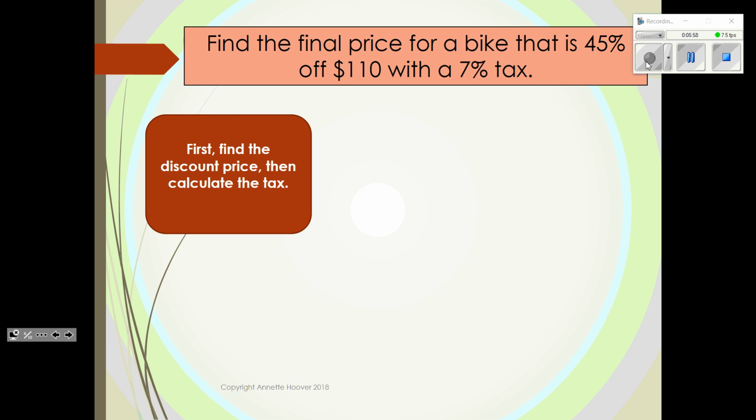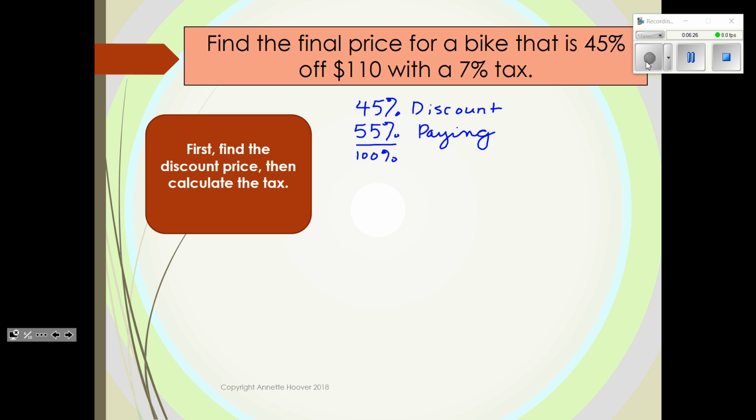Okay, let's look at this. Find the final price of a bike that is 45% off $110 with a 7% tax. So what is the discounted price? If it is discounted 45%, then what percent am I paying? This is a mental step I do. Well, I know that 55 and 45 equals 100%. So I know that I'm paying 55%.